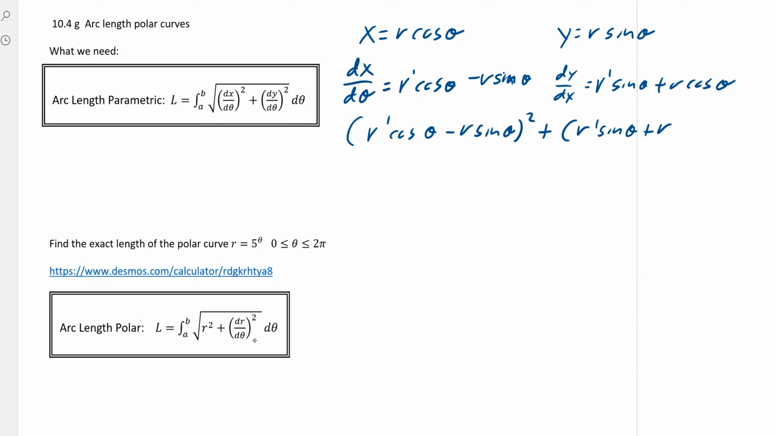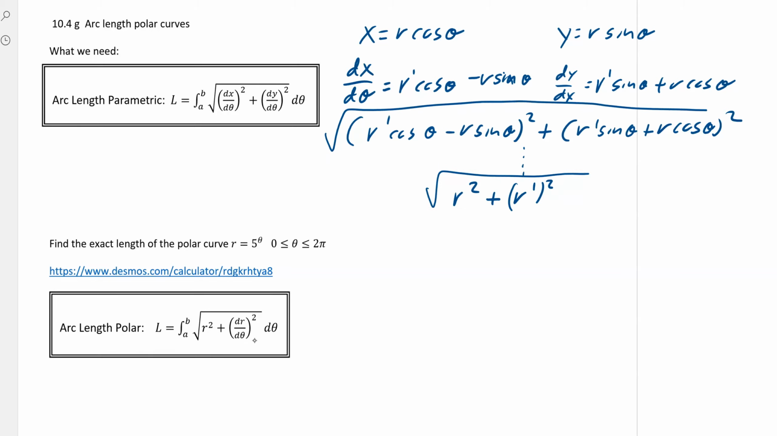and I'm going to leave that up to you because I don't want to waste your time in a video, you will end up with r squared plus r prime squared. So we end up with this situation going on for our integral. Same theta because we're dealing with theta here. They're both functions of theta from a to b. So we end up with this for our formula.